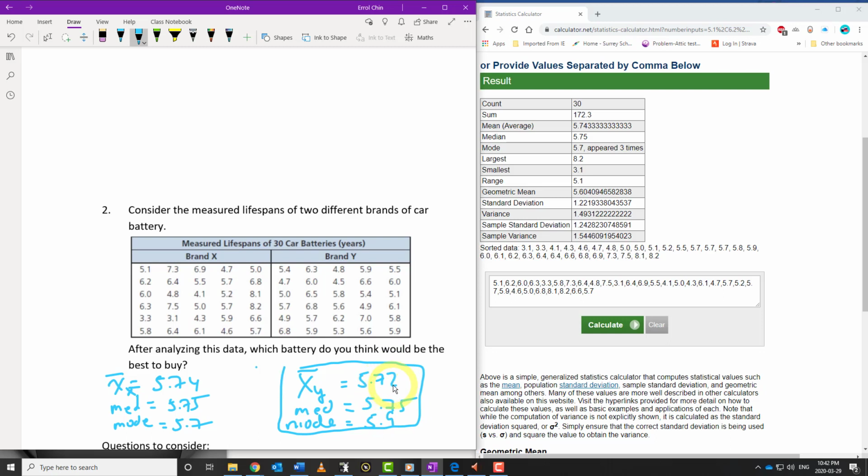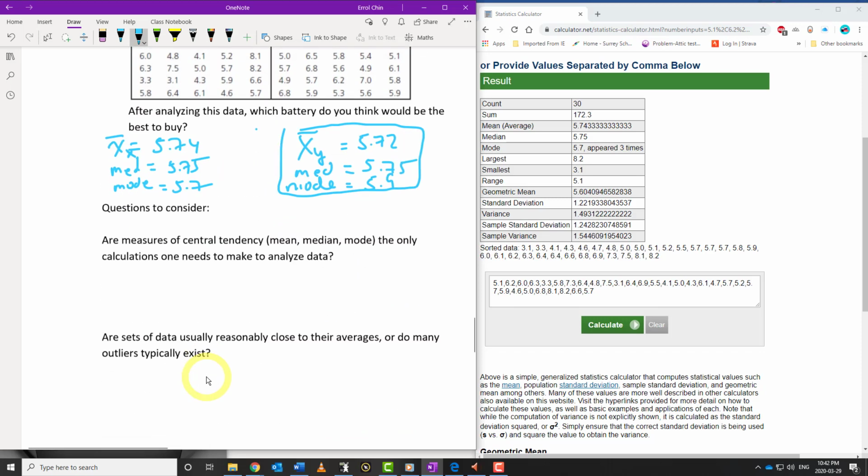Even though on average this one looks like it lasts only 5.72 years, and this one on average looks like it lasts 5.74 years, that's because there's just the one or two batteries that are pulling the average up. But if you eliminated those and took the average again, this would be significantly lower. Okay? Hopefully that makes sense.